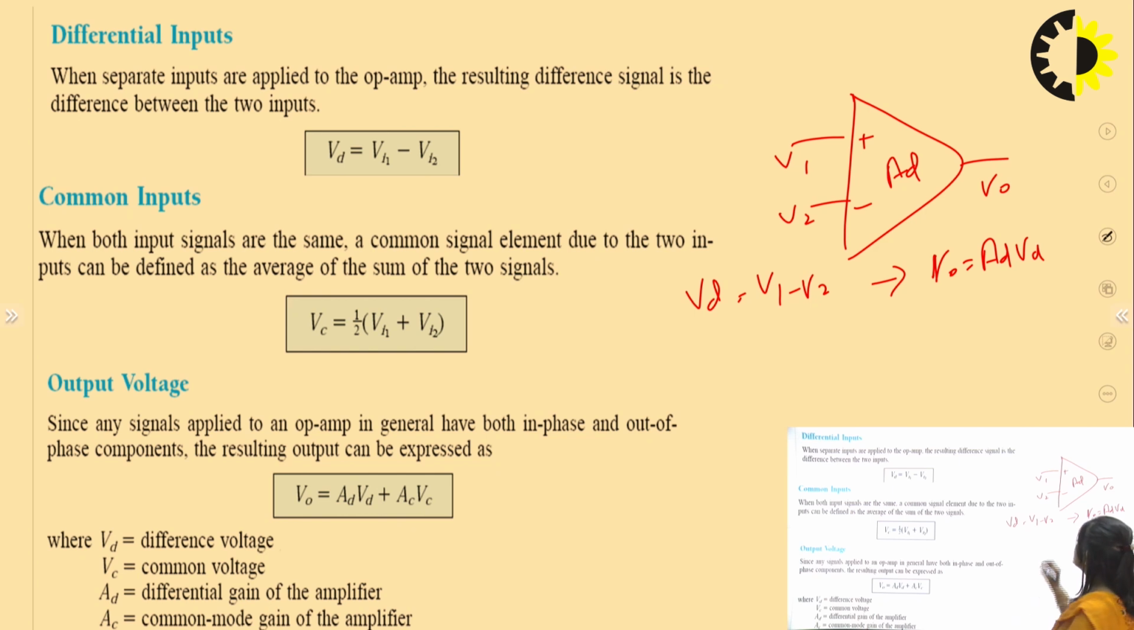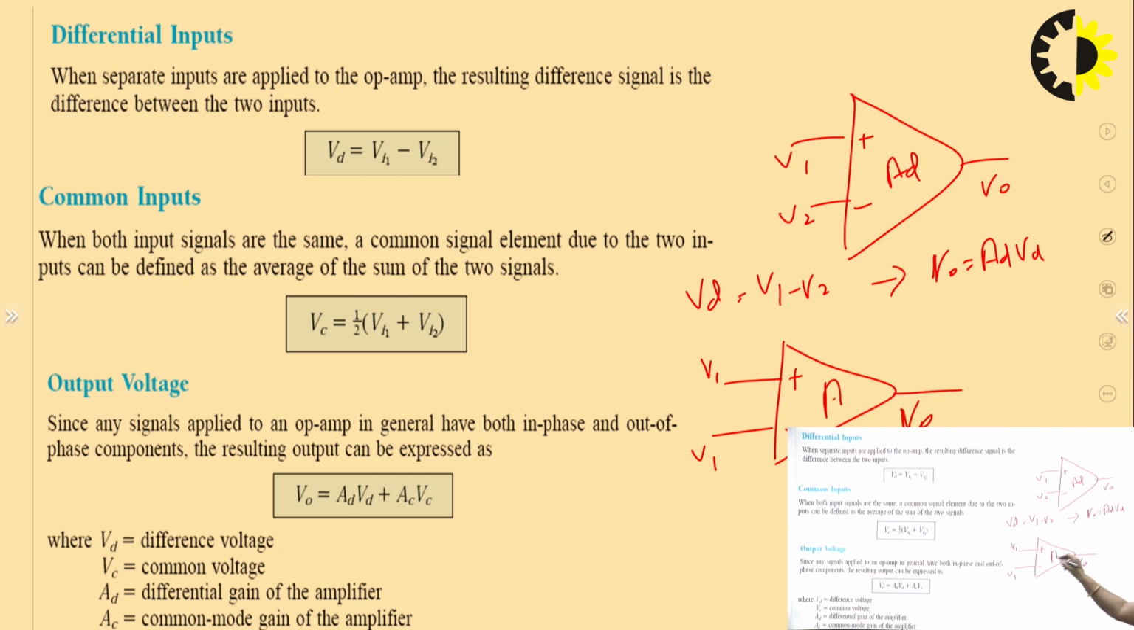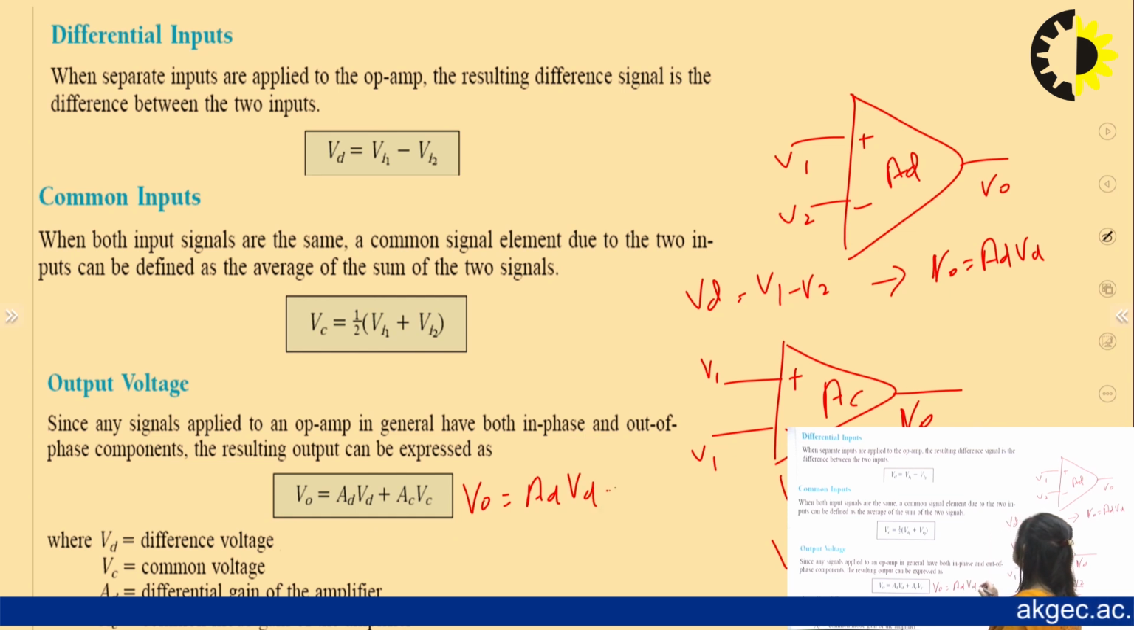And common input means if we apply the same input at plus and minus, this is V1, this is V1. We have applied the same input. So in this case, the output must be 0 in the ideal case, but practically it is not happening. So here the common mode gain is AC, and the common mode input is calculated by taking the average of these two, and the output would be AC multiplied by VC. So the total output due to the differential mode gain and the common mode gain would be equal to AdVd plus AcVc.